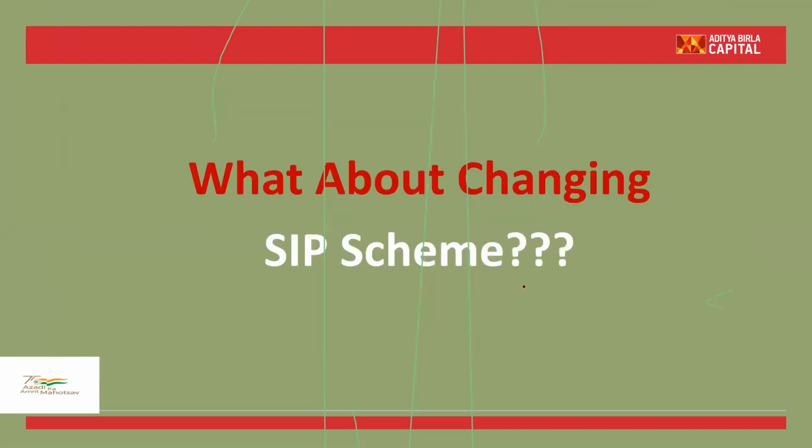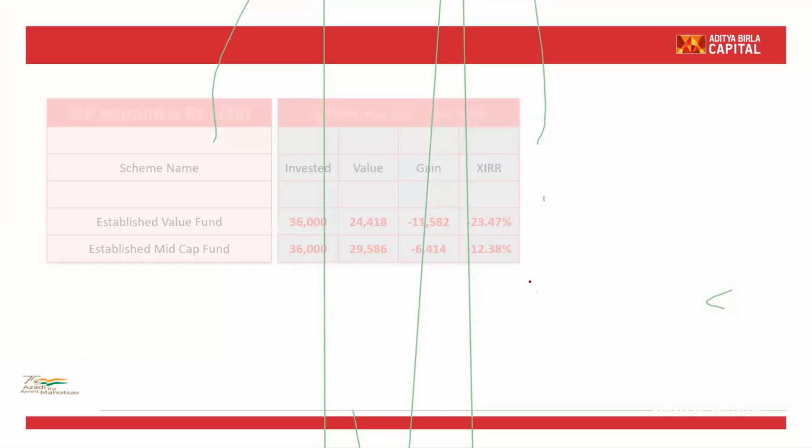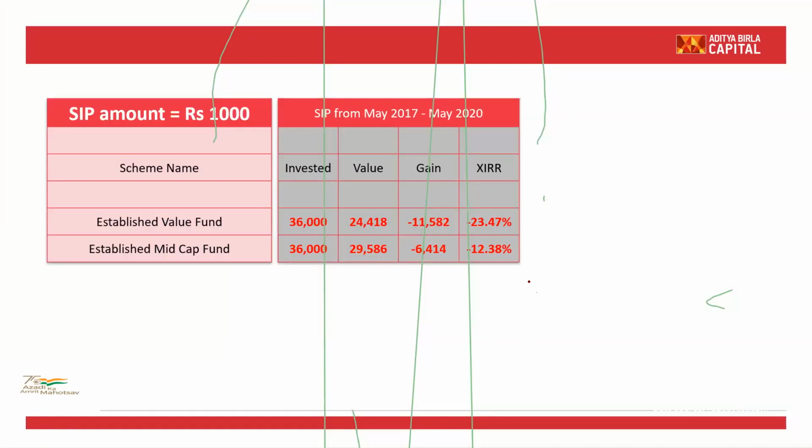You can change the scheme also, but always see what is the purpose of changing the scheme. If the scheme is really not performing, then you need to change it. If it is performing but it's slow, then don't try to change the scheme.